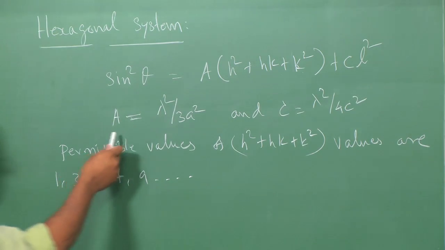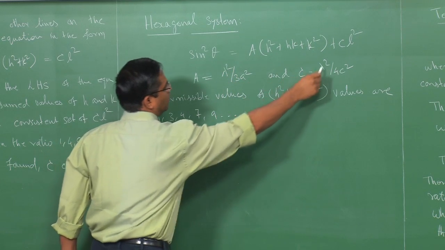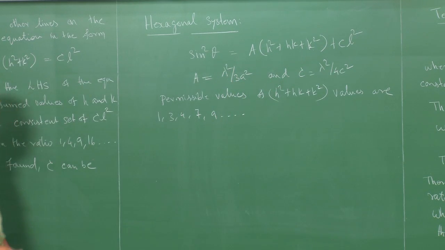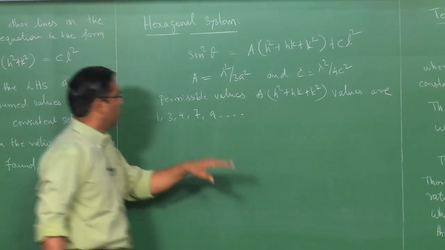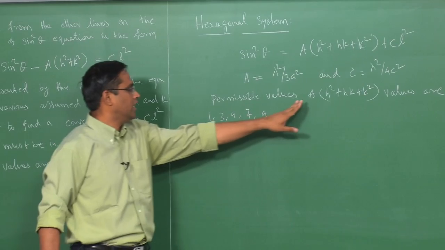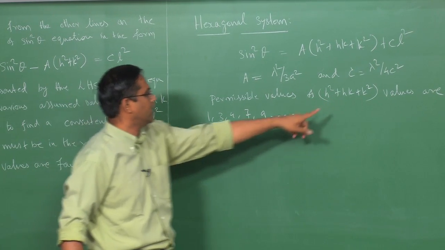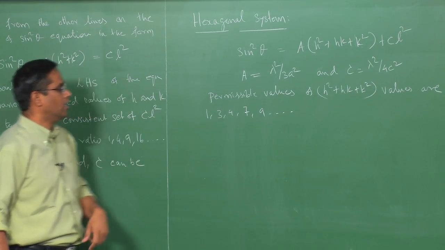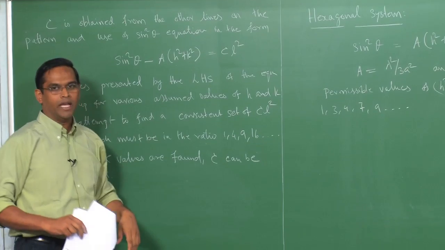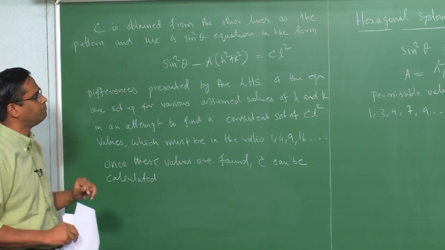where A and C are constants, where A is equal to lambda square by 3a square and C is equal to lambda square by 4c square. And similar to what we have seen in the tetragonal system, we will have permissible values in the hexagonal system, like for h square plus hk plus k square the values are 1, 3, 4, 7, 9, etcetera. Again, you can make a table and then find out this constant in a similar manner.